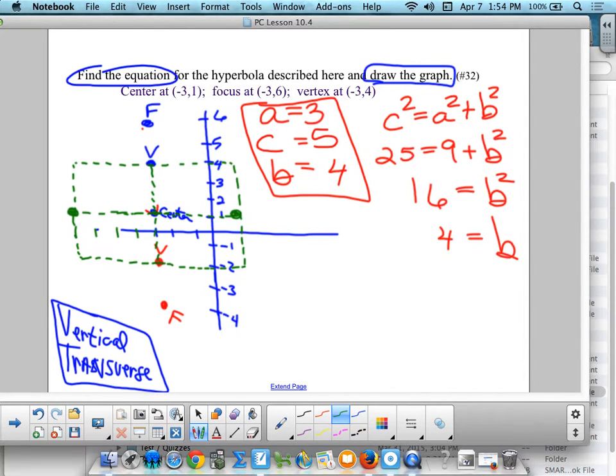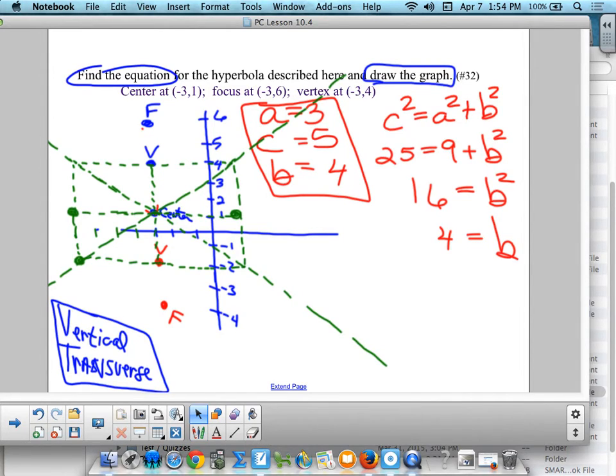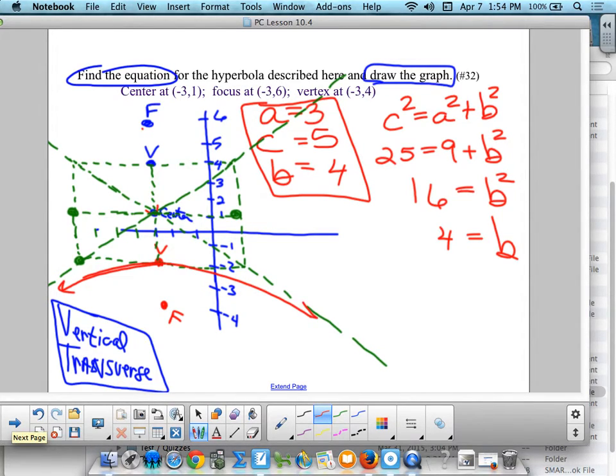Draw the asymptotes. The asymptotes go right through the center. Corner of the box, right through the center of the box, out the other corner. Same thing here. There's an asymptote. There's an asymptote. Then you jump on the vertex. You follow the asymptotes out. Just follow them out. Here we go. There is my hyperbola right there. Although, you know what I haven't done? I haven't written the equation for the hyperbola.